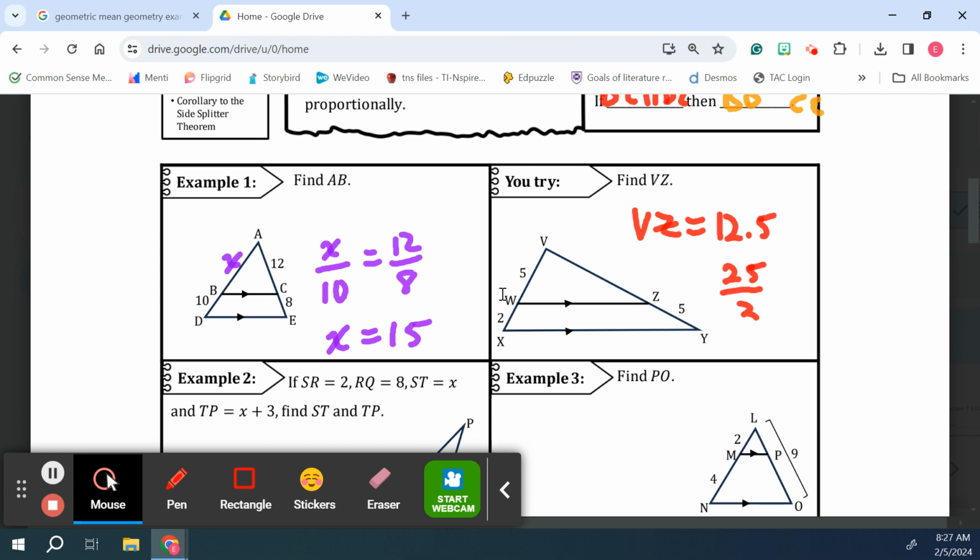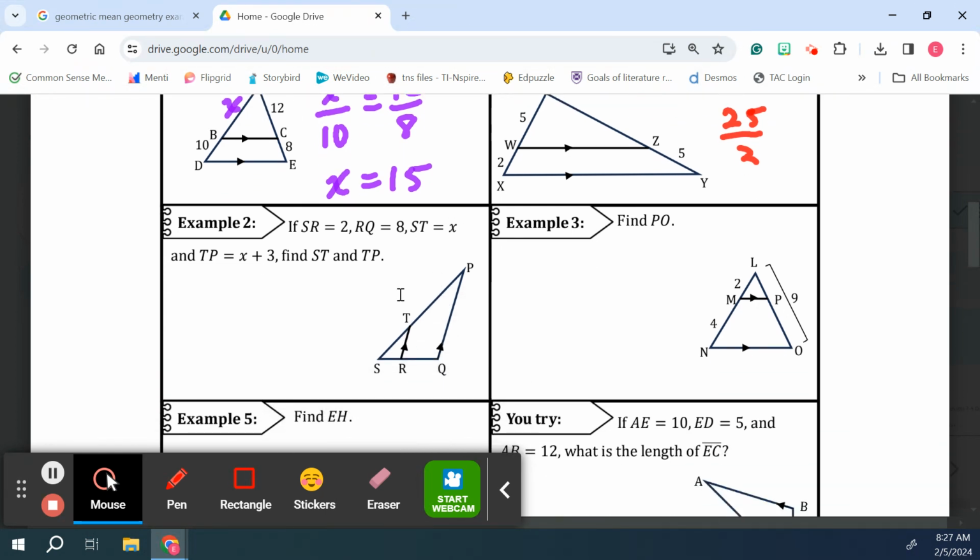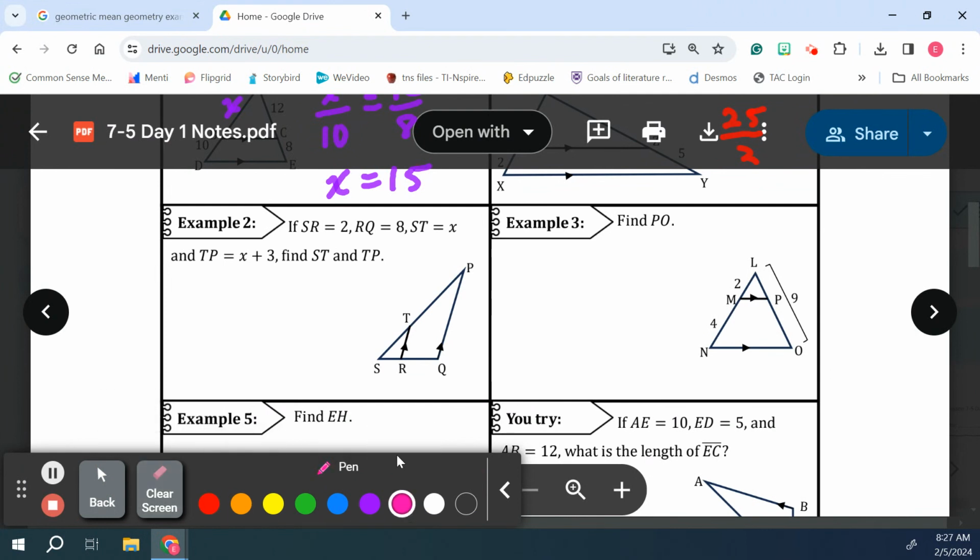You guys are definitely proving to me you need to see the chart. So I think I'm gonna handle that today. All right, so if SR equals 2, QR equals 8, ST is X, and TP is X plus 3. So again, we're dealing with the sides. We could still apply the side splitter theorem. We can have 2 over 8 equals, in this case, X over X plus 3. This gives us 2 times X plus 3 equals 8X. Distribute and let me know, what does X equal here?